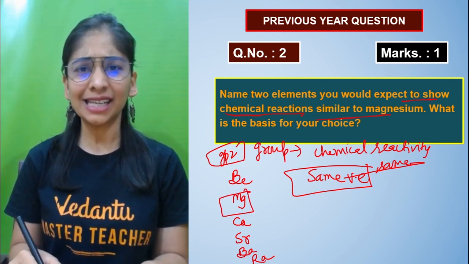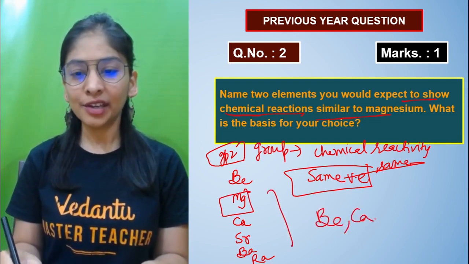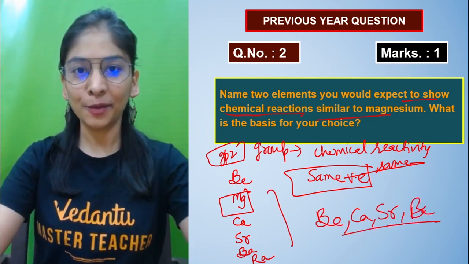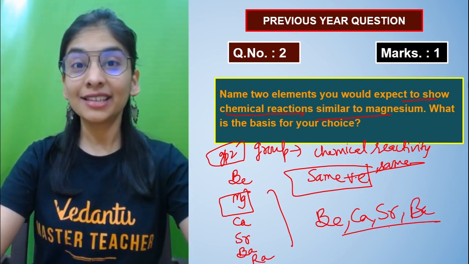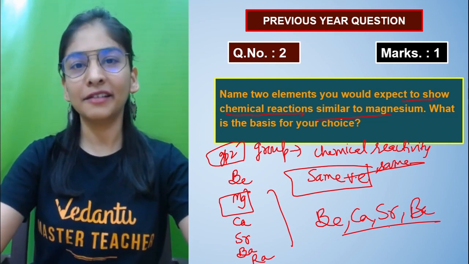Generally, we don't consider radium, being radioactive. So you can write here beryllium, calcium, strontium, barium. All of these will show same kind of a property. Isn't it cool? Mnemonics, the way to remember that. Bearded muggles came straight back rapidly.